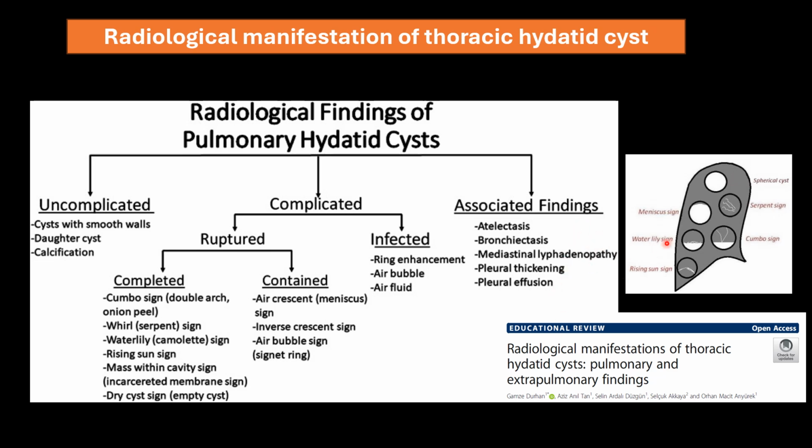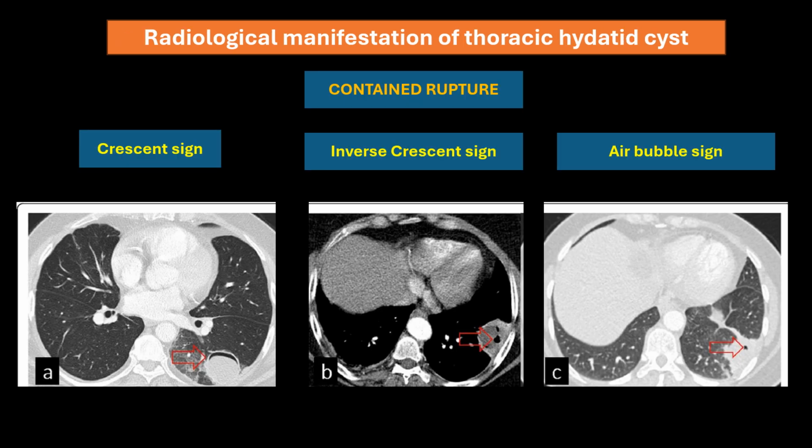Associated findings could be any of the collapse-related findings. So this is a contained rupture, where the cyst is ruptured only into the pericyst. Here we are able to see a crescent sign, which is seen in the more superficial or non-dependent part of the cavity. Inverse crescent sign is if it is going to the dependent part of the cavity, if it is dissecting through the posterior part and the lateral part of the membrane. Air bubble sign is when it is in the center. So basically it can be superior, inferior, or central, in which case it is called the crescent sign, inverse crescent sign, and air bubble sign, which are seen in contained rupture.